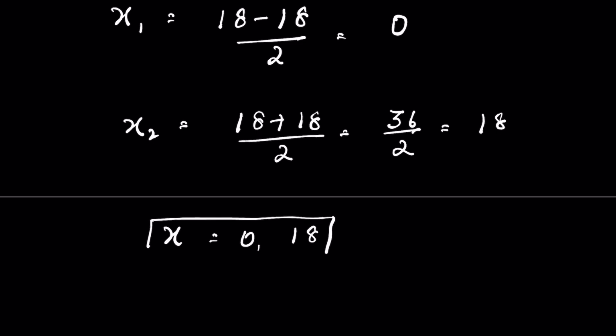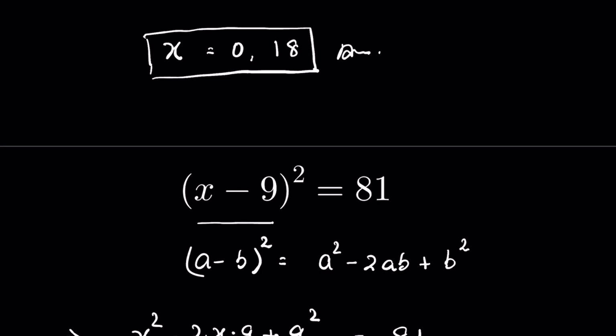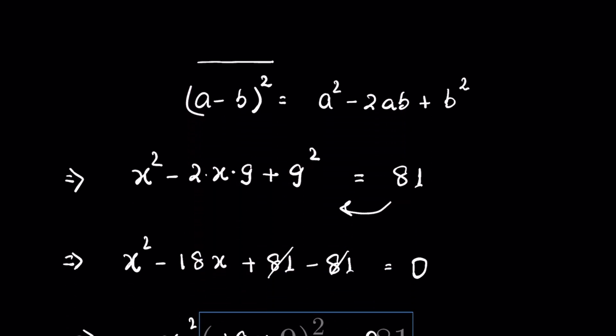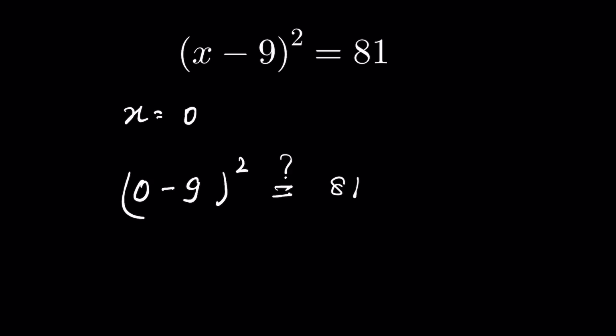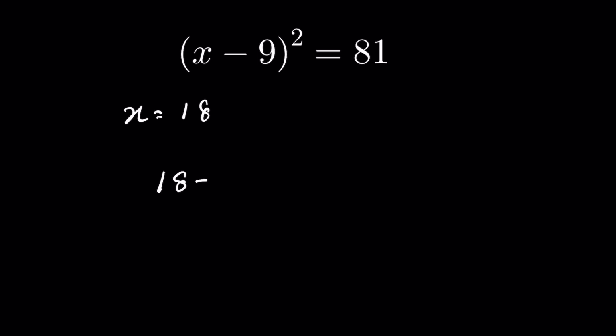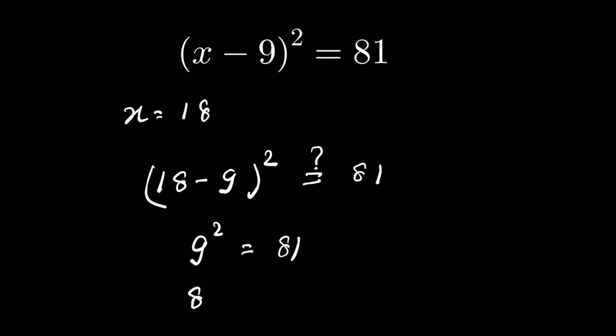We can verify this solution. (x - 9) whole square is equal to 81. When x is equal to 0, then (0 - 9) whole square, it is (-9) square, so it will be positive 81. So LHS is equal to RHS. When x is equal to 18, then (18 - 9) whole square, 18 minus 9 is 9, 9 square is equal to 81, LHS is equal to RHS. Therefore, x is equal to 0 and 18.